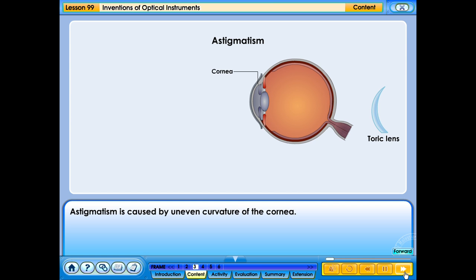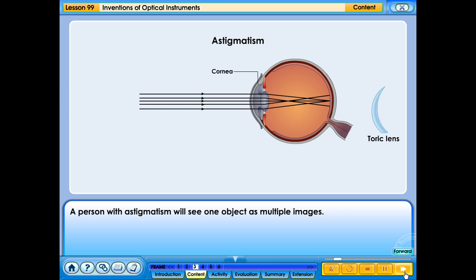Astigmatism is caused by uneven curvature of the cornea. A person with astigmatism will see one object as multiple images. It is a condition that causes light ray to strike the retina at more than one place. As a result, the image formed is blurred.